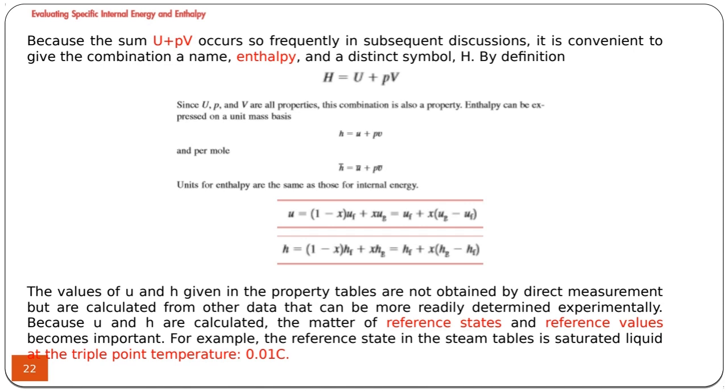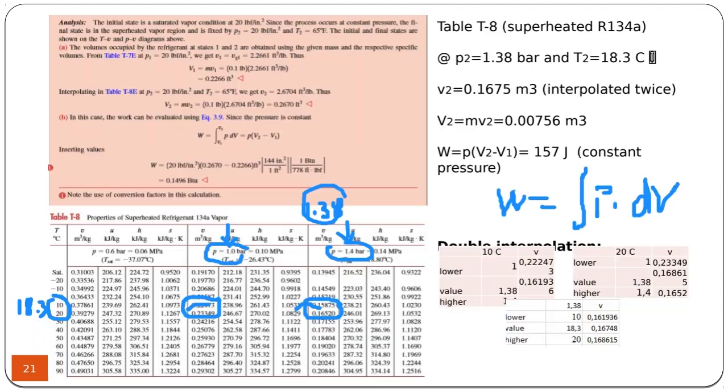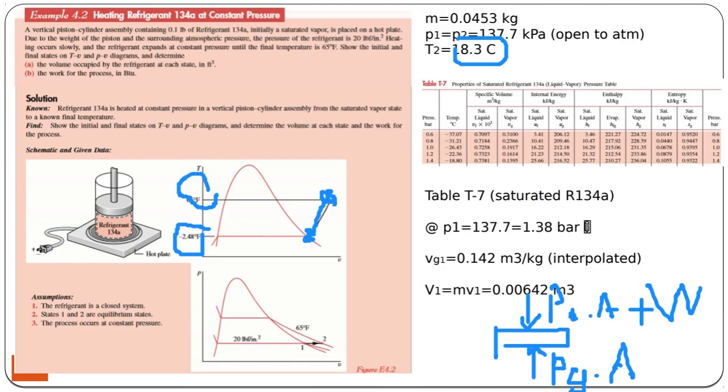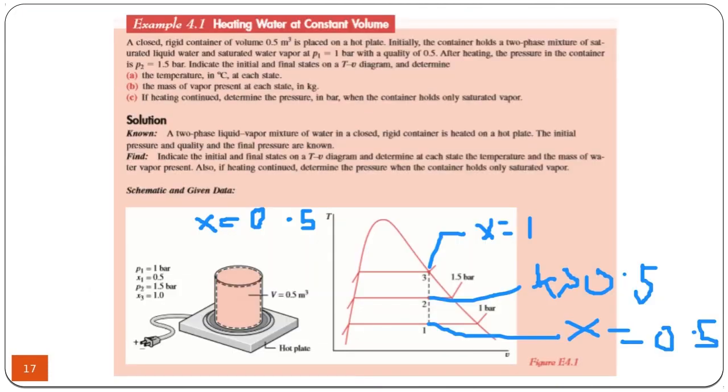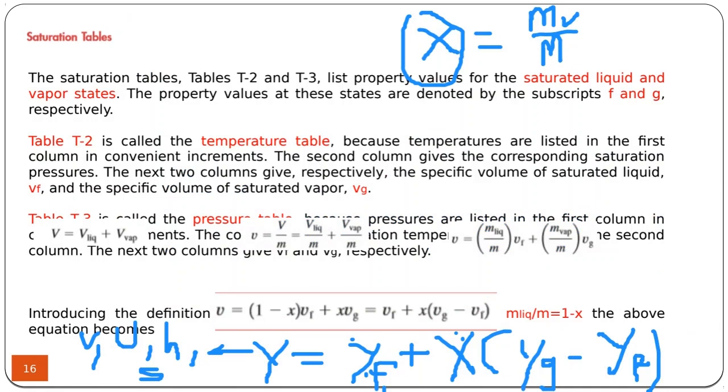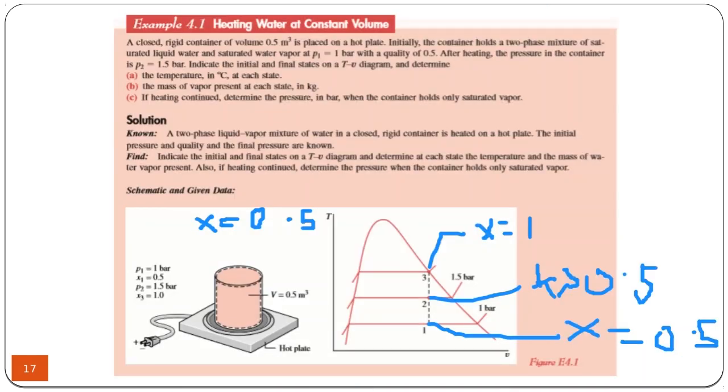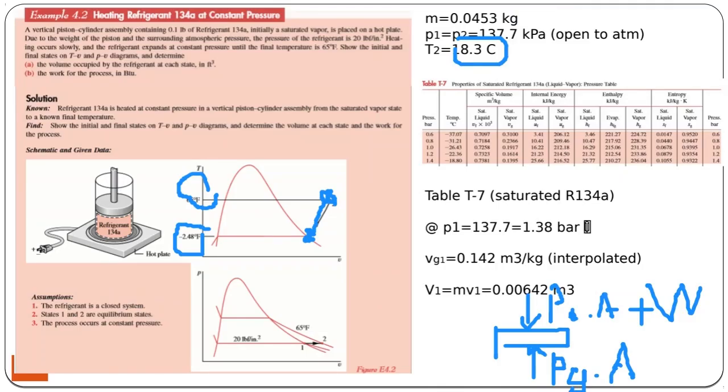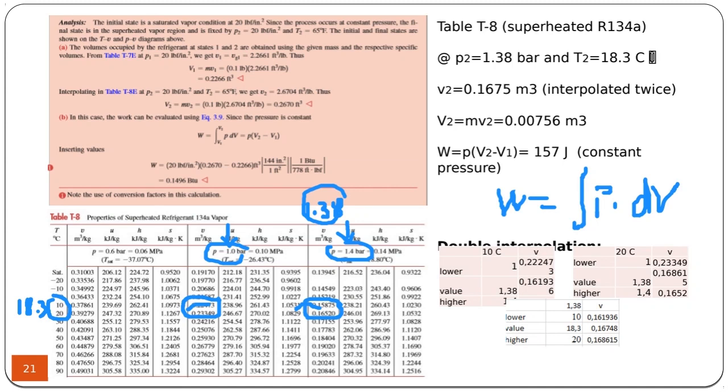Inside the mixture zone, you can use the general rule to find out the property. Remember, the general rule to find out the property is to use this. So whether it's internal energy or enthalpy or specific volume, you can use the same formula for calculation of any property inside the mixture.